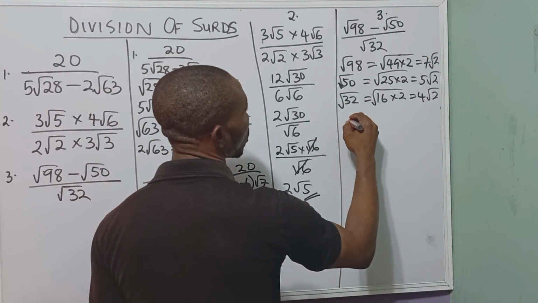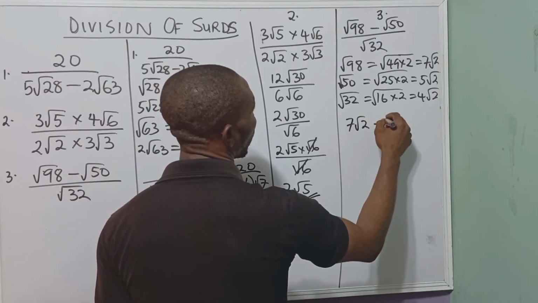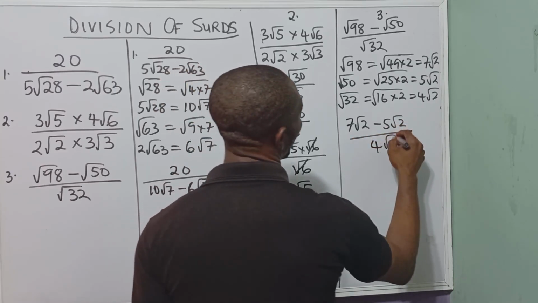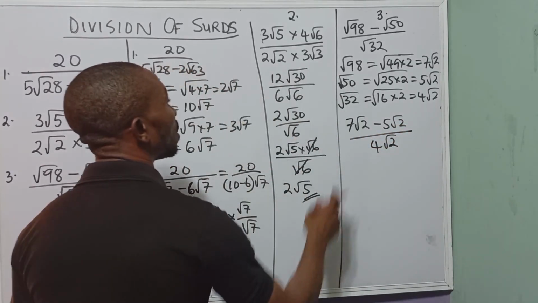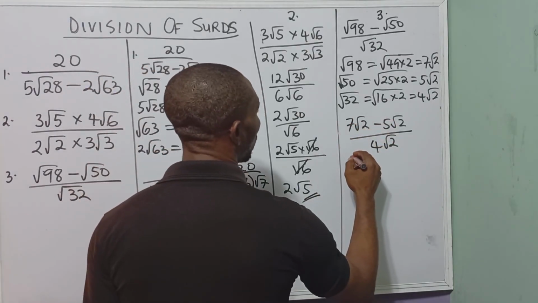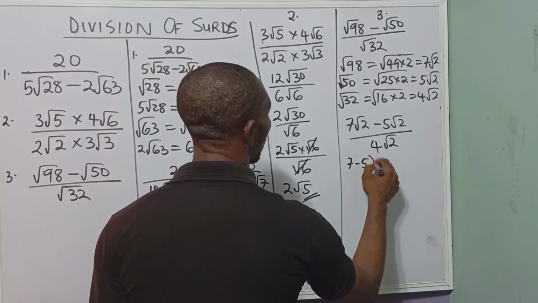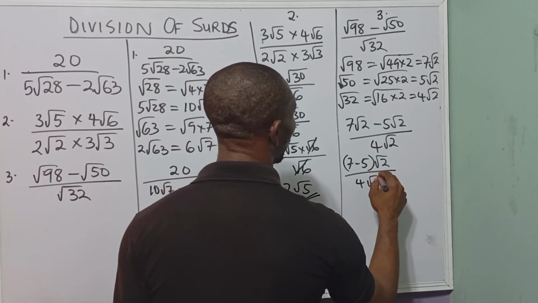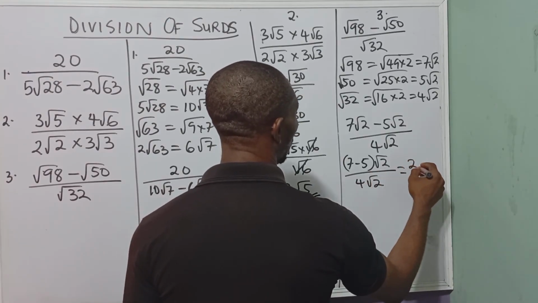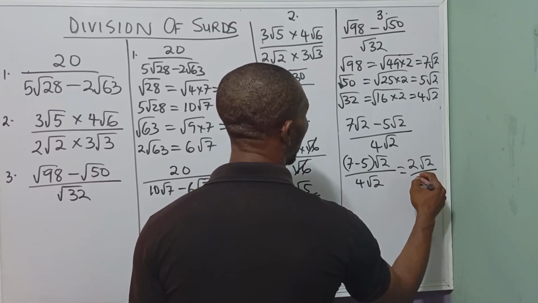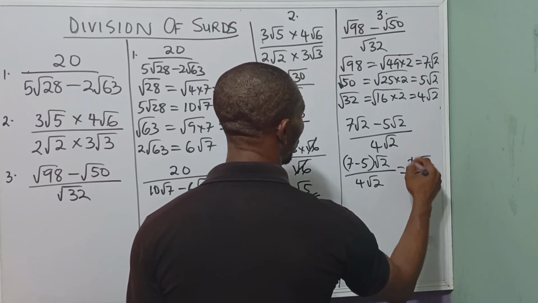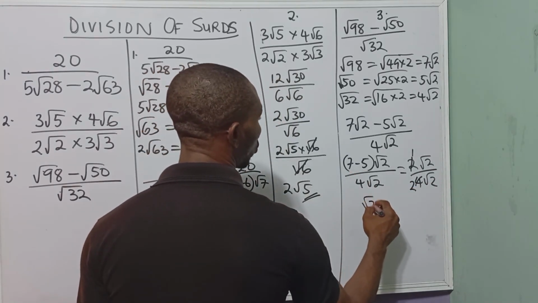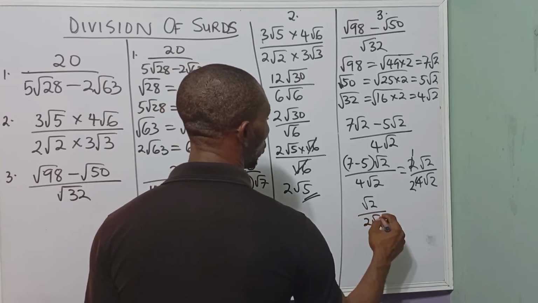Alright, now having done this, we are going to replace all these numbers with simplified roots. So this becomes 7 root 2 minus 5 root 2 divided by what? 4 root 2. 7 minus 5 root 2 all over 4 root 2 would give us 2 root 2 over 4 root 2. So 2 here 1, 2 here 2. So this we are going to have as root 2 over 2 root 2.